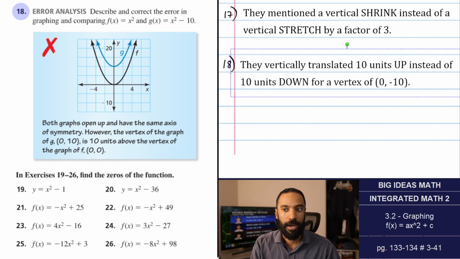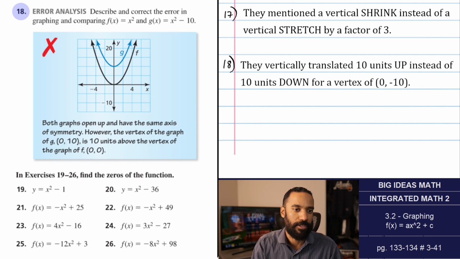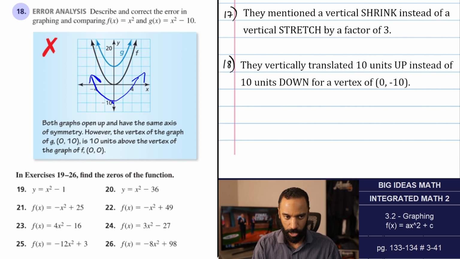Is that it for number 18? Now, they'd have to redraw it, I guess. That's something I'd have to do. If I went 10 units down, now suddenly you'd be down here, negative 10, and then doing that. Boom, boom. I'm just kind of messing around with it.